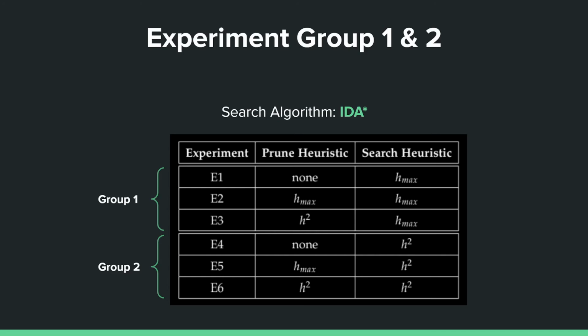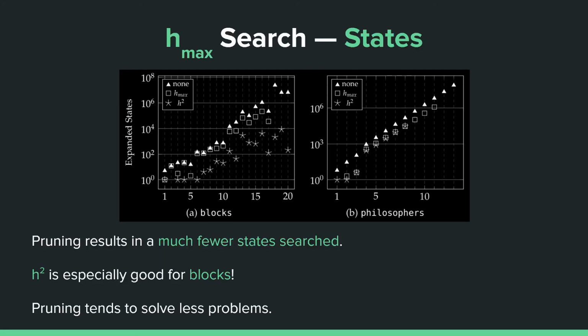The search heuristic, which is used for choosing which states are to be searched next, and the prune heuristic, which is used by our SAT procedure to determine which states are doomed to fail. These can be the same or they can be different. In each of these plots, I'm showing just two of the tested domains, blocks and philosophers, and problems get harder left to right. The solid triangle is always no pruning, which is what we're attempting to beat, and the square and star are our two pruning methods for Hmax and H2 respectively.